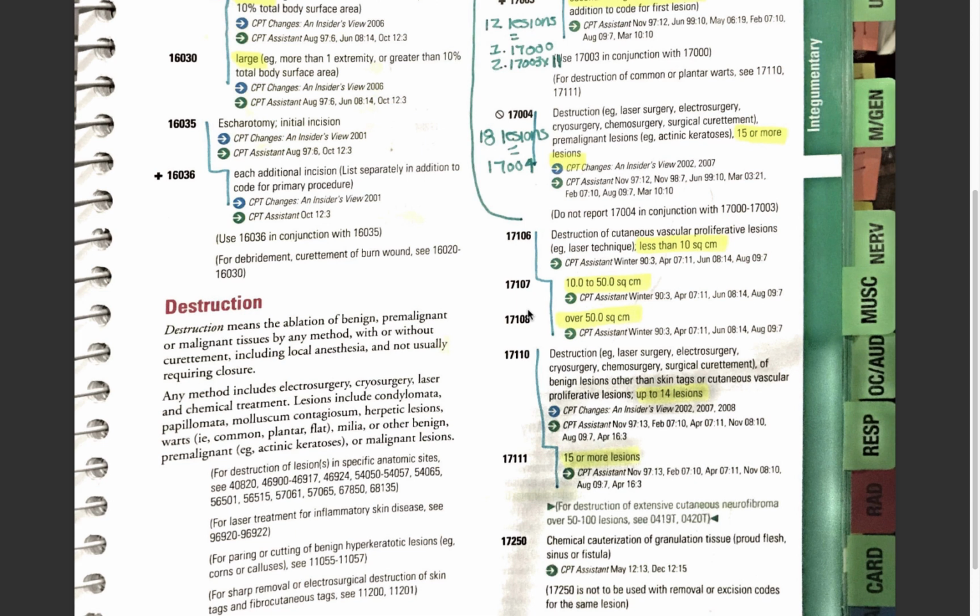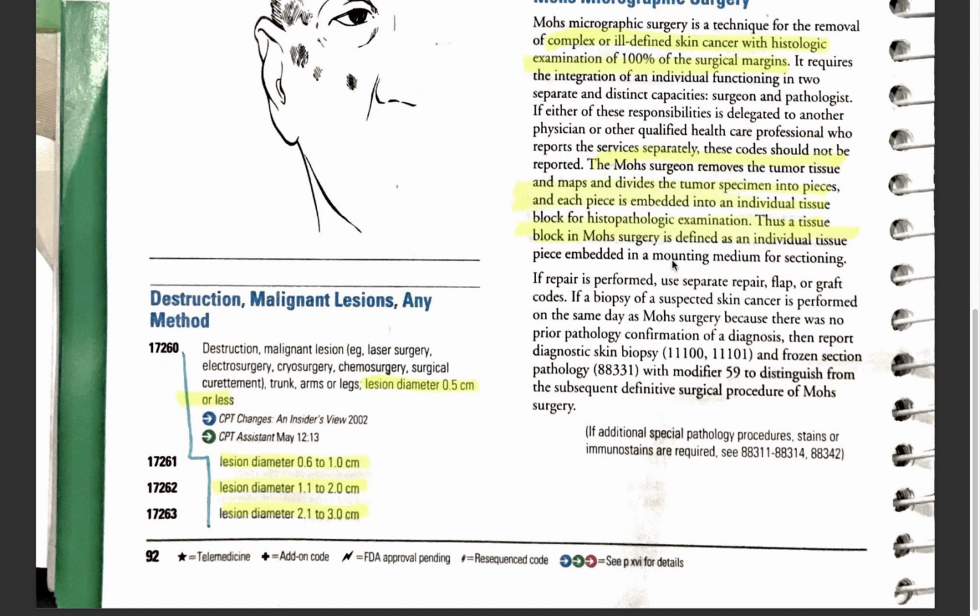17111 is 15 or more lesions. So if there are 20 lesions, you will still only code 17111 one time. The destruction of malignant lesions are in a separate section. They are coded based on body area and size, just like the excision codes.